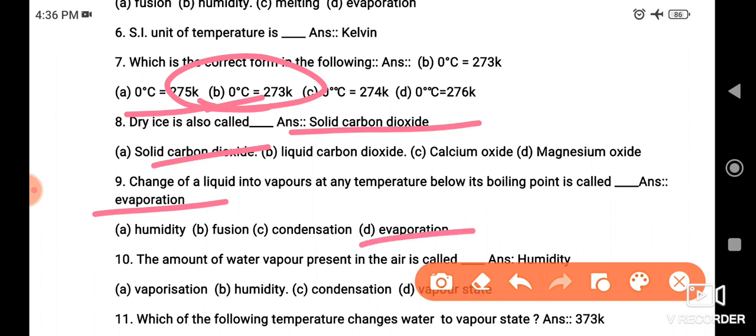Next, the amount of water vapor present in the air is called dash. So the amount of water vapor in air is known as humidity. Remember that the amount of water vapor in air is known as humidity. Next, let us see the next question.